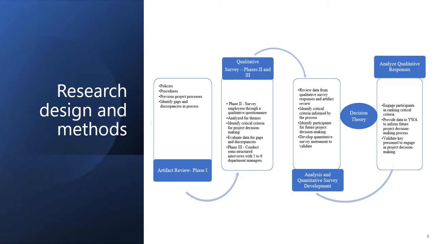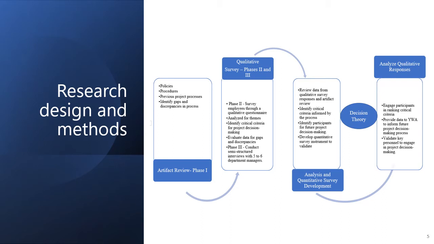That will then be taken to employees in Yuba Water Agency that are the managers within the different departments. So it could be 5 to 6 individuals. And what we'll use them for is to help validate that information and inform the process and ensure that we've identified the critical criteria, and have their input on that. Do we have it right? Do we have the right gaps and discrepancies? Do we have the right policy documented? So that will come out of the semi-structured interviews.